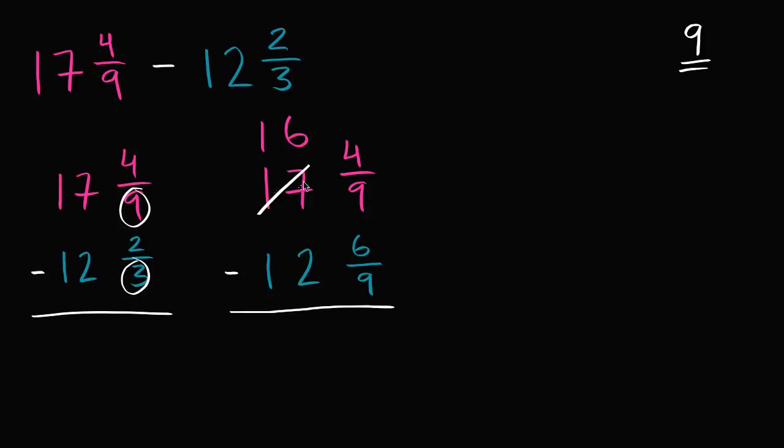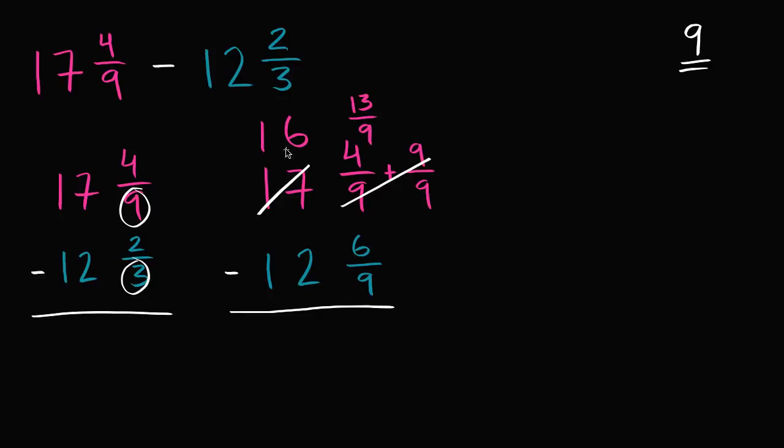And then the whole that I just took from the whole number place, I can add to the fraction. A whole is just going to be 9/9. So all I did is regroup here. I took 9/9 from 17, and I'm left with 16. Then I added that to the fractions place. What's 4/9 plus 9/9? That's going to be 13/9. So this right over here is 13/9.